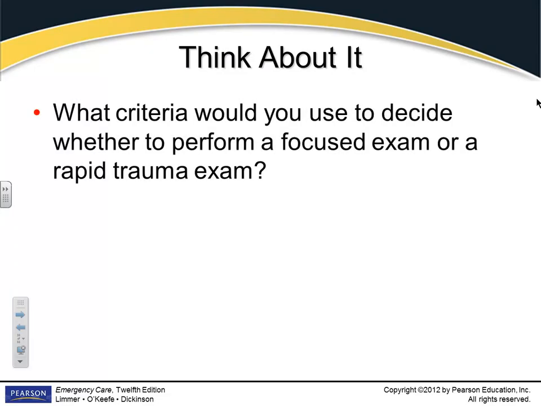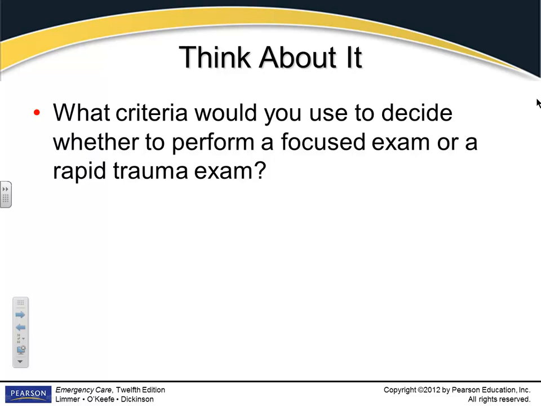Let's see. What criteria would you use to decide whether to perform a focused exam or rapid trauma assessment? This is a short answer. Mechanism of injury. If there was a significant mechanism of injury, you're going to do a rapid trauma exam. You may have a patient who says, I'm fine, I'm fine. But the passenger in his car, say he was driving, the passenger got killed. Would you expect a significant mechanism of injury has occurred there? Absolutely.